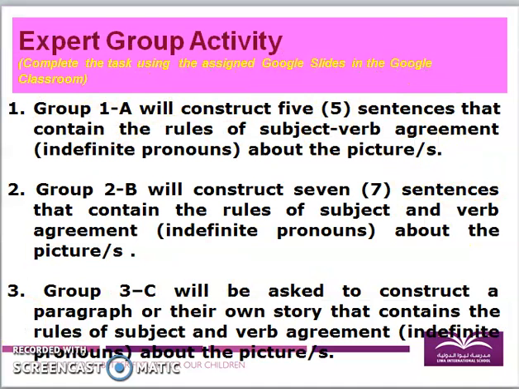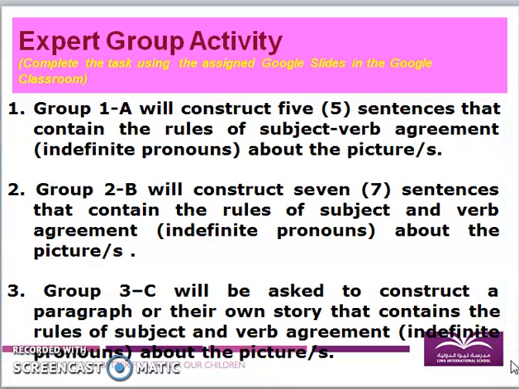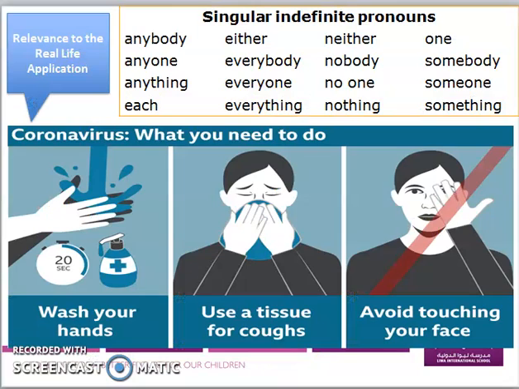Now for your expert group activity. Group 1 will construct 5 sentences that contain the rules of subject-verb agreement, indefinite pronouns about the picture or the pictures. Group 2 or B will construct 7 sentences that contain the rules of subject-verb agreement, indefinite pronouns about the picture or pictures. Number 3, Group 3 or C will be asked to construct a paragraph or their own story that contains the rules of subject-verb agreement, indefinite pronouns about the picture or the pictures. Okay, these are the pictures.